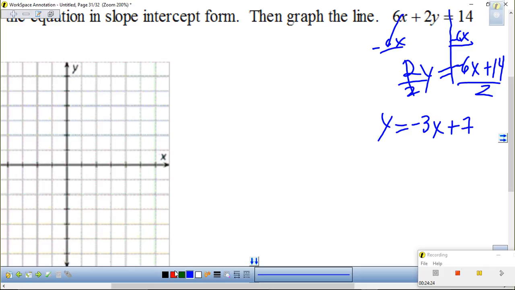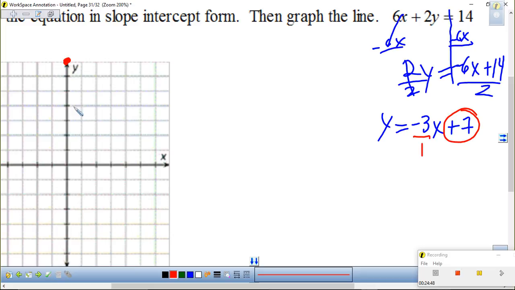Pass someone? Who? Ash, what do I do to graph that? Put the 7 on the Y. 1, 2, 3, 4, 5, 6, 7. There it is. Negative 3, and this is called the what, everyone? The slope. Very good. And what do I do from there?